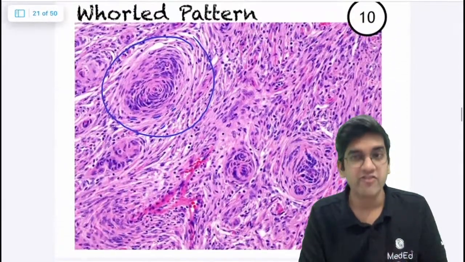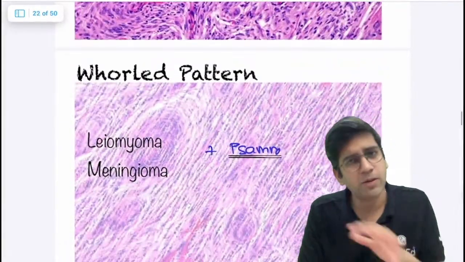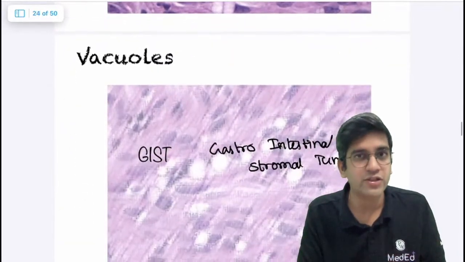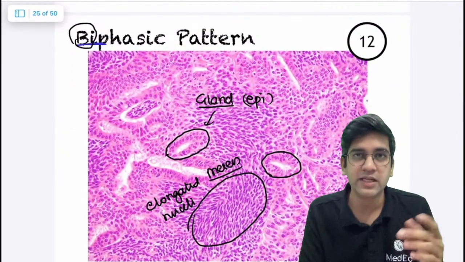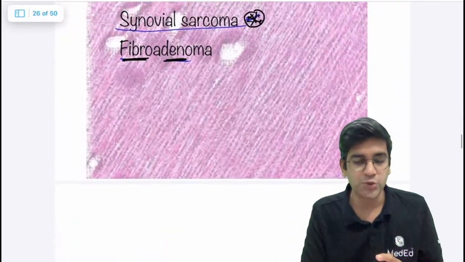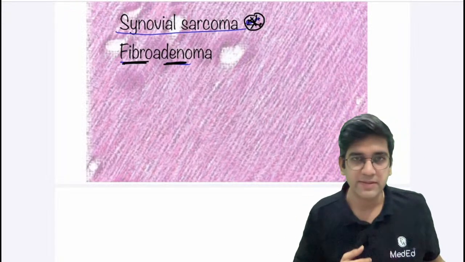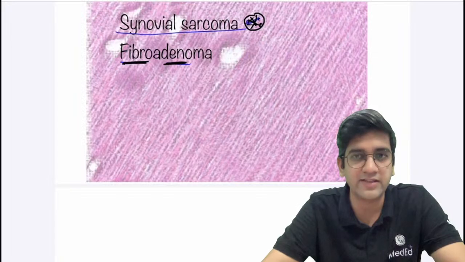Fine. Okay. Whorl, when it's whorled, you think of meningioma or a leiomyoma, plus obviously some bodies. Spindle cell with vacuoles, just gastrointestinal stromal tumor. Two phases, both epithelium and mesenchyme, I think of a synovial sarcoma and your fibroadenoma, right? So these are the 12 patterns what you saw. Obviously, the PDF will be available. It will be there in the Telegram group of PW or in my WhatsApp channel. Come anywhere, you can get this PDF, fine?